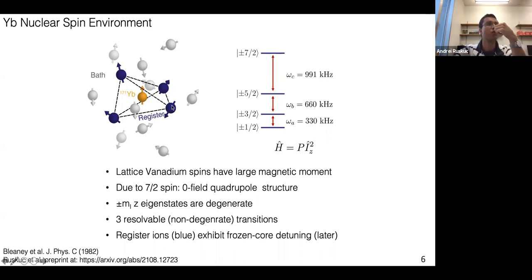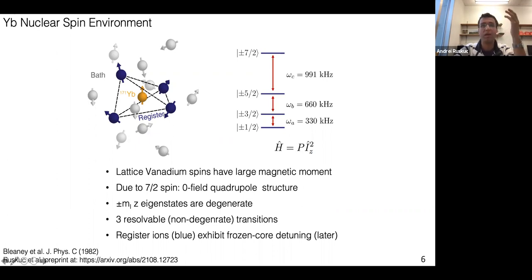And the reason that they don't form part of the register is because of their position, because they're directly above and below the ytterbium. Their interaction with the ytterbium is actually only Ising-like. And this means that we can't use the ytterbium to drive transitions between the quadrupole levels. So when we set off in this project, we thought that by controlling the nuclear spin environment, we could actually improve the coherence of the ytterbium itself. But because we weren't able to interact with these 2 nearest spins, which were determining primarily the ytterbium coherence, we weren't really able to improve the ytterbium coherence at all.